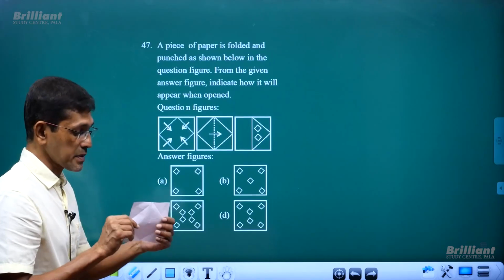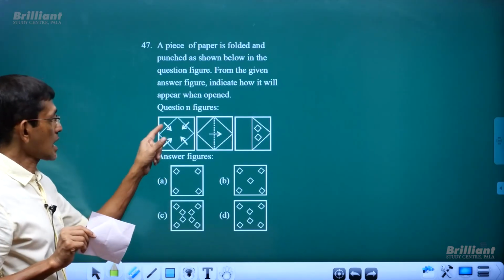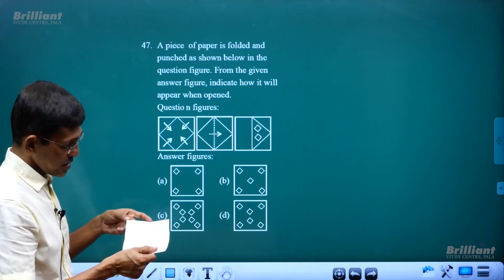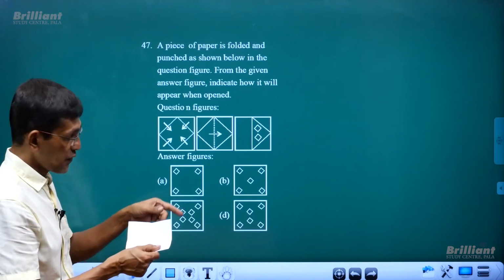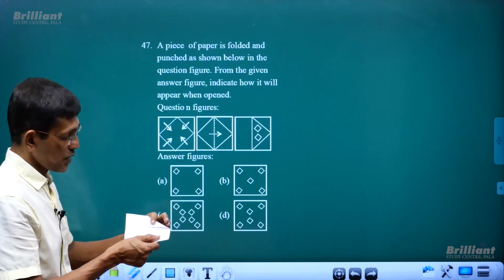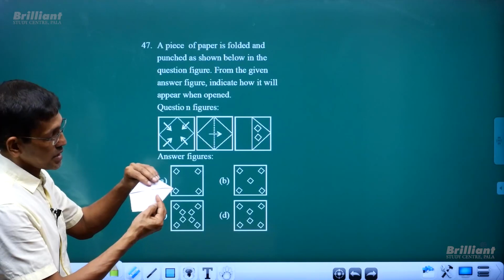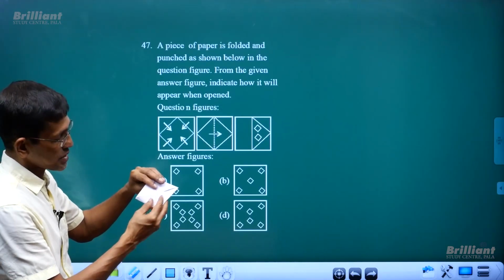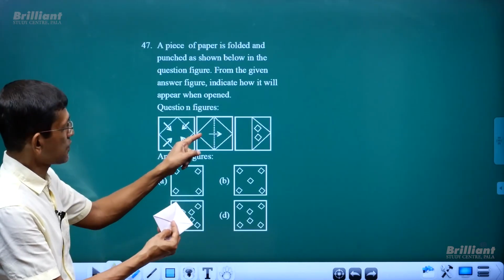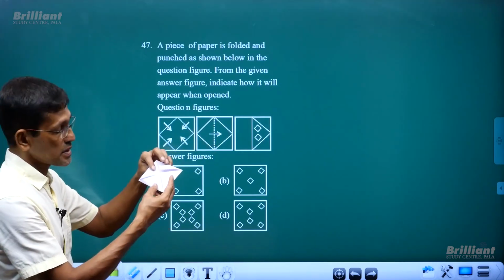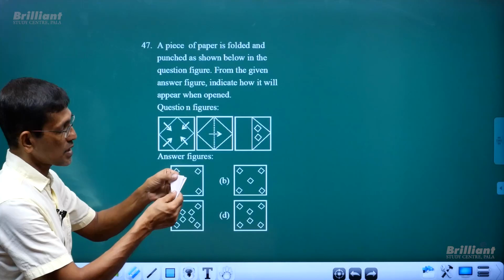This is a square piece of paper, exactly like this. And we are going to fold the corners. 1, 2, 3, 4. Four corners are folded, and it is folded from the middle of that square. So this is a square shape. It is folded from the middle, so it is folded like this.